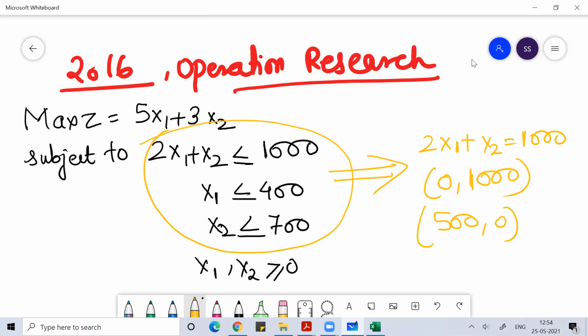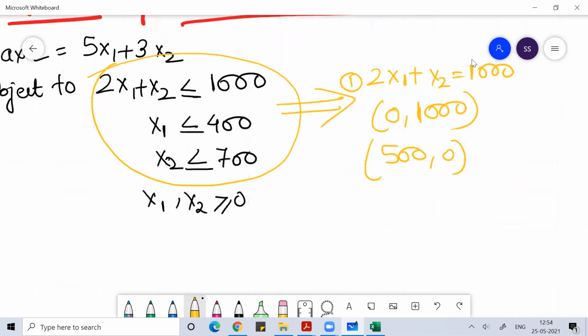With these coordinates, you can easily draw a straight line. To draw a straight line, you need a minimum of 2 points; if you get 2 points, you can draw a line through them. For the second equation, converting the inequality to equality, that is x1 equal to 400, and the third would be x2 equal to 700. I hope you understood this. Once you understand this, I just need to plot them.